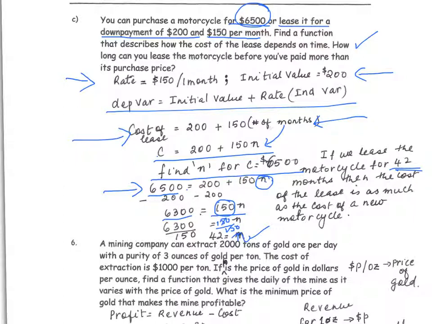So for 42 months, if we lease it for 42 months, we're paying $6,500. And if we lease it for more months than 42 months, then it would have probably been better to just purchase the motorcycle.